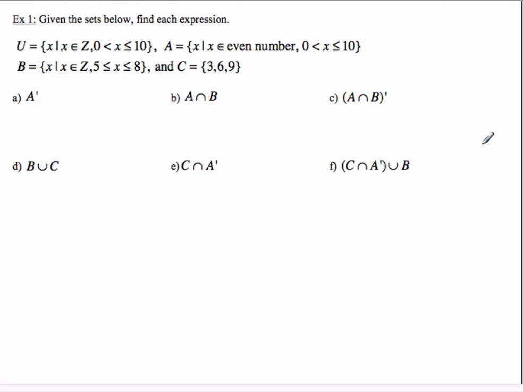Okay, given the sets below, find each expression. So everything that's not in A. So X is all the even numbers now. So this universal set, first of all, that means the numbers 1 to 10.